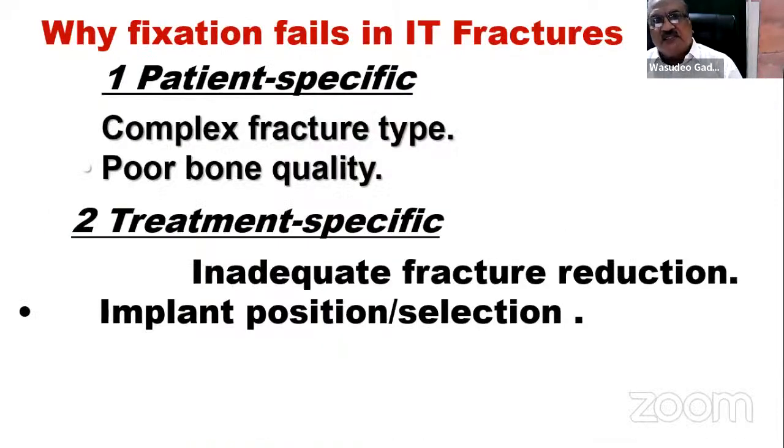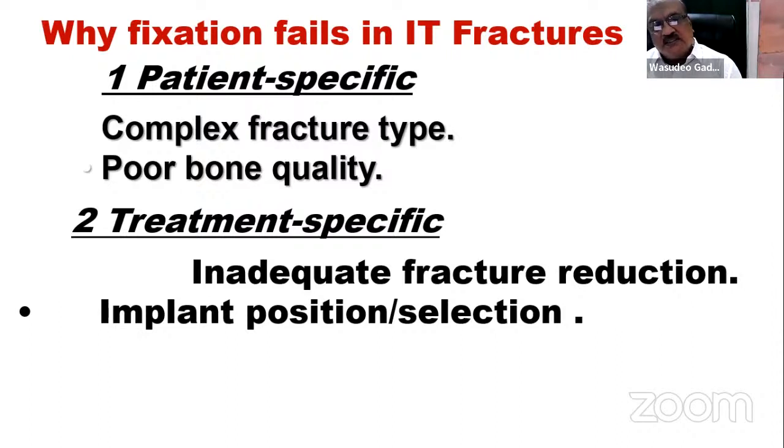So why does fixation fail in intertrochanteric fracture? One is patient specific: a complex fracture type and poor bone quality. Suppose you have a very comminuted fracture with poor bone quality, that is osteoporosis; probably your fixation may not hold that fracture and the fracture will fail. The implant will fail even after doing a good fixation. Other is treatment specific: inadequate fracture reduction, implant position and selection.